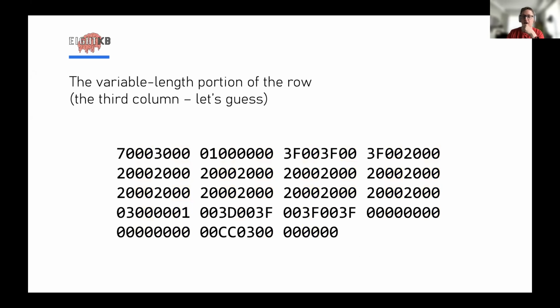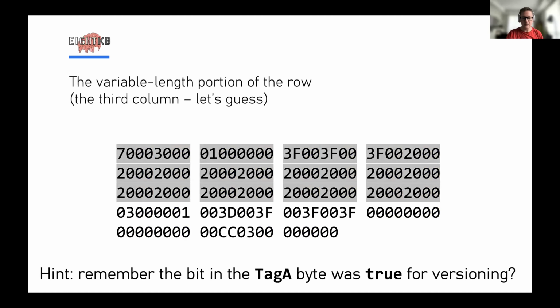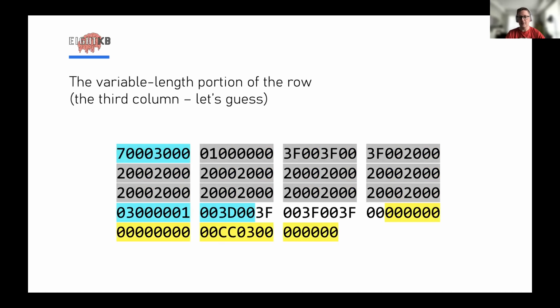So let's look at the 3rd column, but now this is the entire row because we've got all those offsets to think about. If we're looking at the entire row, including the row header, we can ignore most of that stuff because we've already established what that all is. And remember, the tag A byte said that there was a 1 in the position for versioning. So we can assume that these last 14 bytes are the row version. So that means in the variable width column, we've got 3F, 3F, 3F.